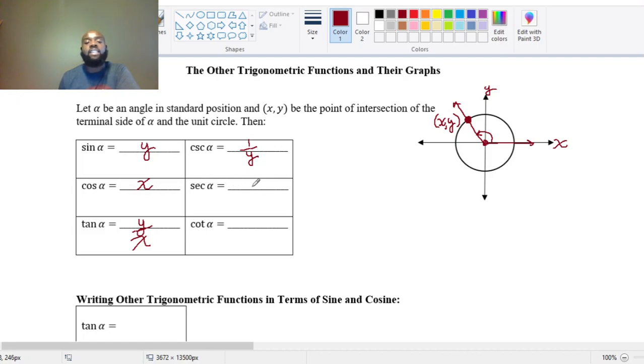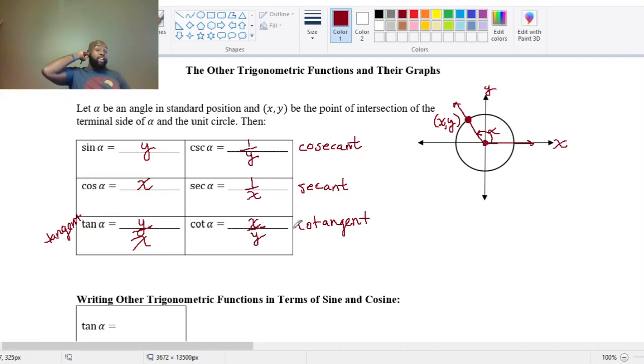Secant, S-E-C, secant. By the way, let's do these words. This is cosecant of that angle alpha. This is secant, that's 1 over x. And then we have cotangent. This is tangent, y over x. And this is cotangent, and we have x over y. So we've defined 4 additional trig functions.